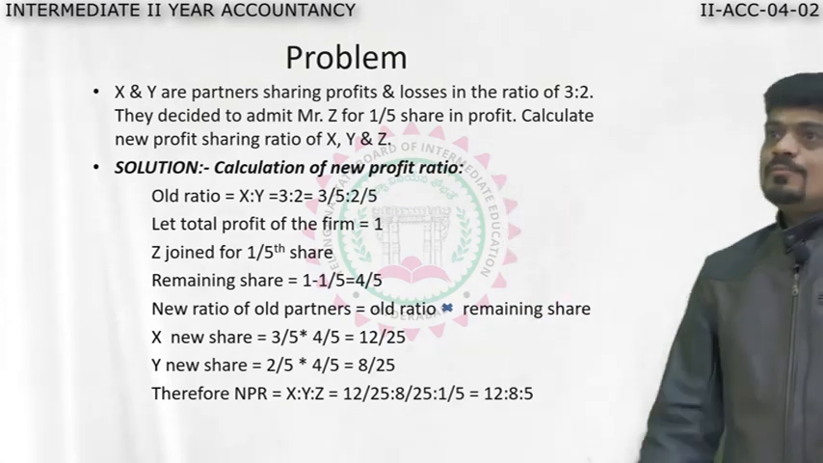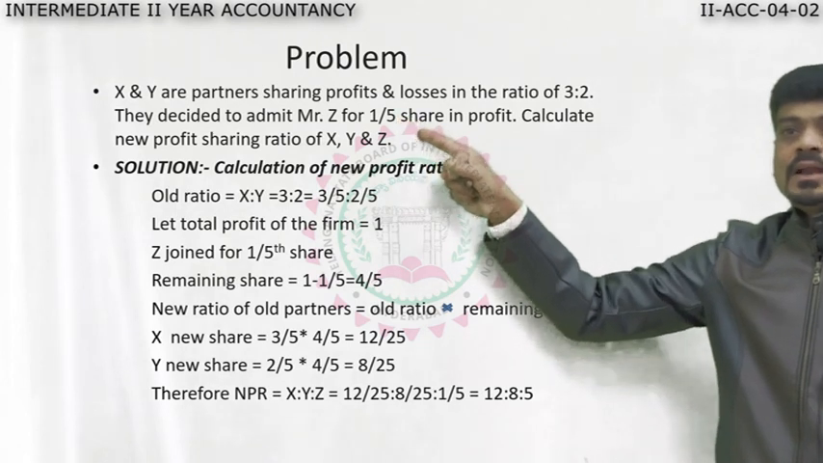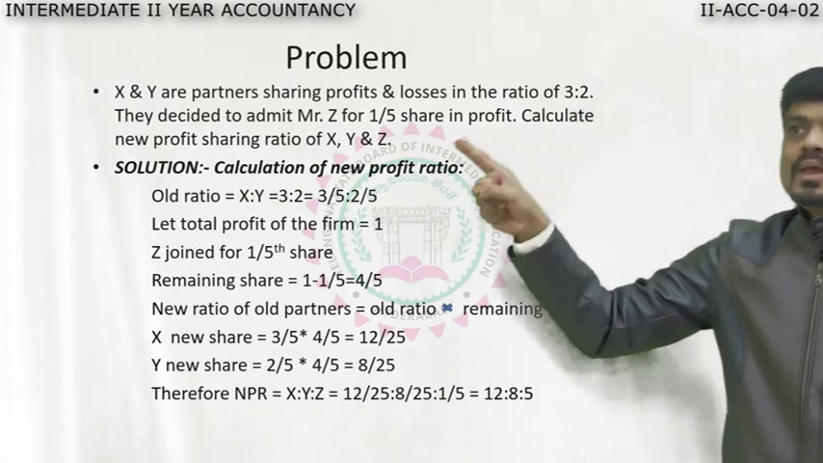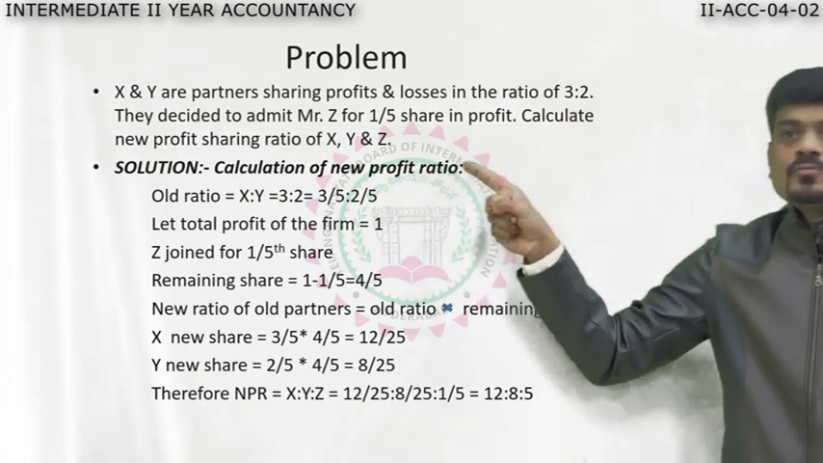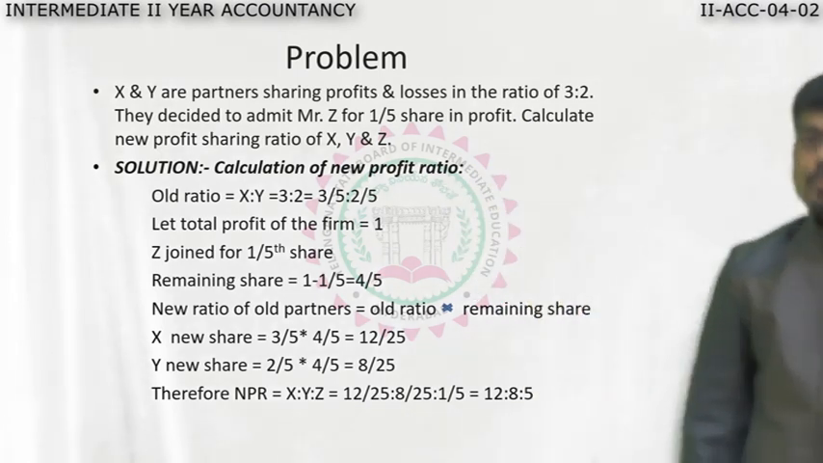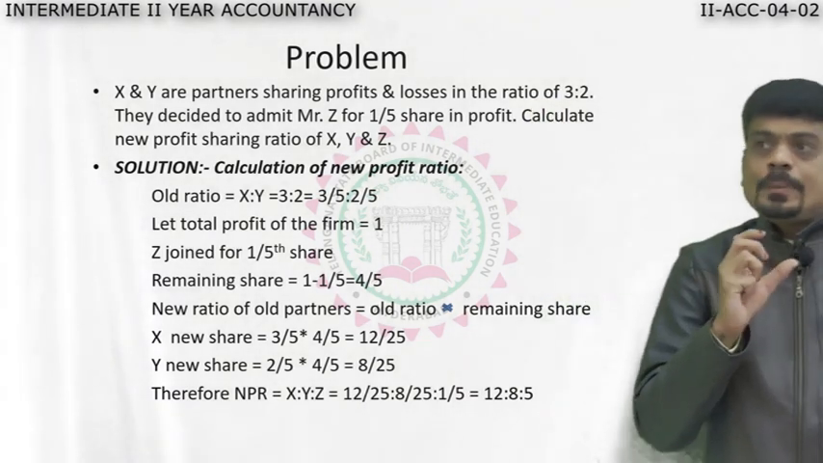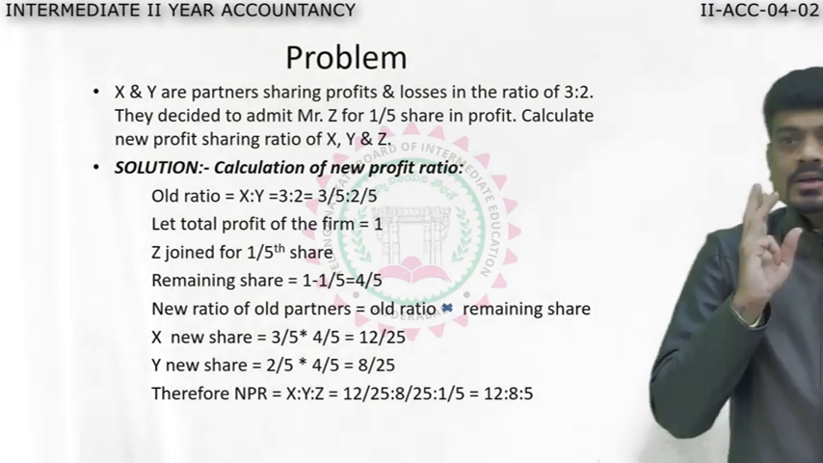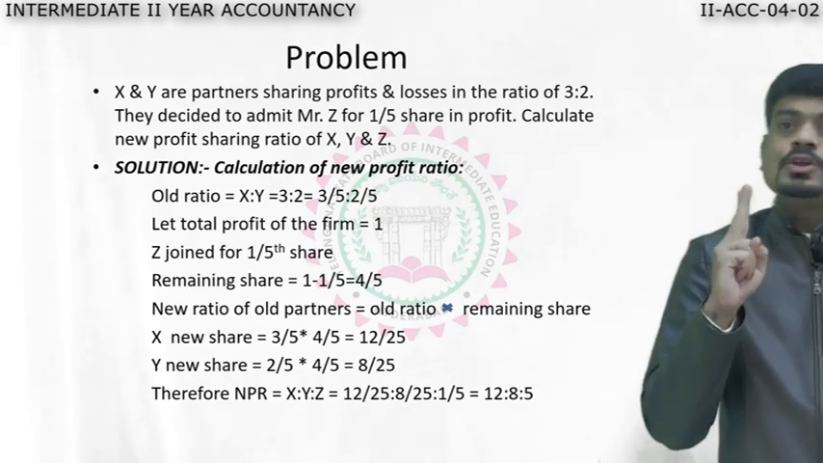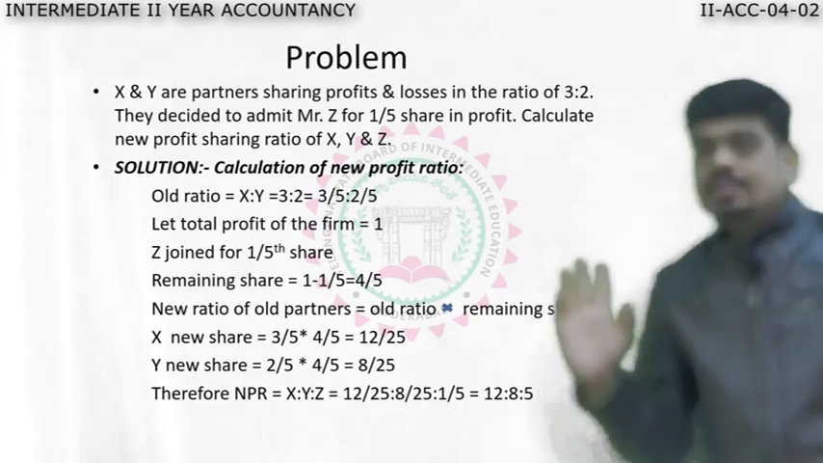Here I brought an example for you. If you look at the question, it's given X and Y are partners sharing profit and losses in 3:2 ratio. And they decided to admit Z for 1/5 share in profit. Calculate new profit sharing ratio. This is the pattern of the question. Once you read the question, you should be in a position to identify first thing, old ratio, second thing, for how much the new partner joined. If you are able to identify these two things, easily you can solve the problem.